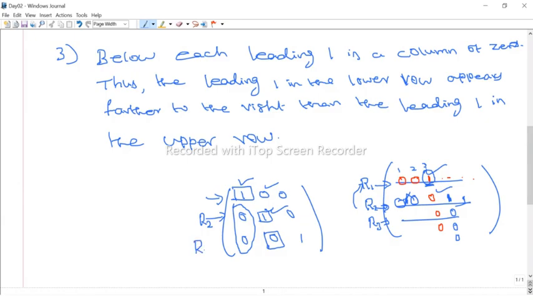Now we scan the third row. You find the first non-zero entry here, and this entry should be after the second column. We have to compare with R2. R2 has its one in the second column, therefore R3's non-zero entry should be after the second column, maybe third column or fourth column, because here there is no fourth column. Therefore, definitely this is a row echelon form.